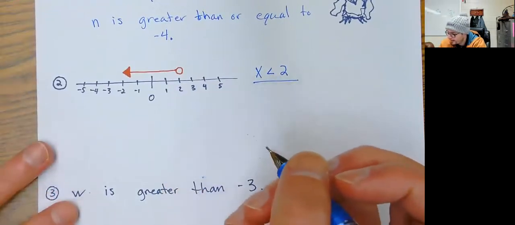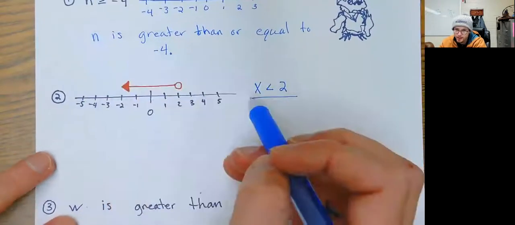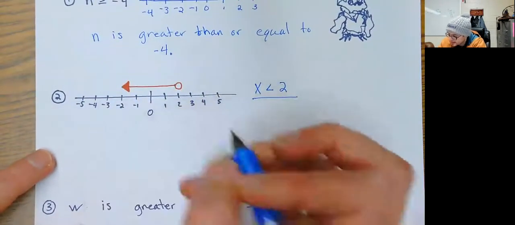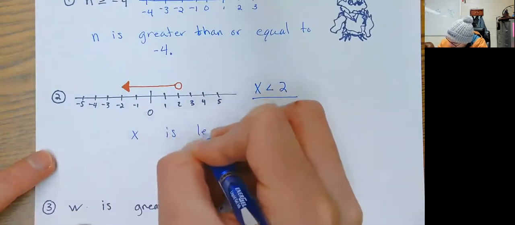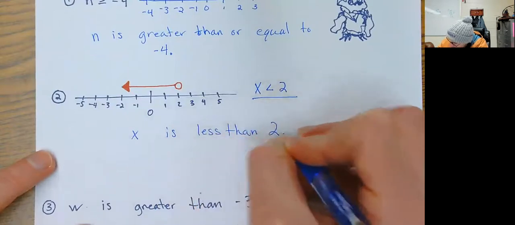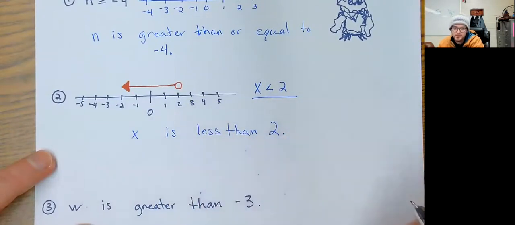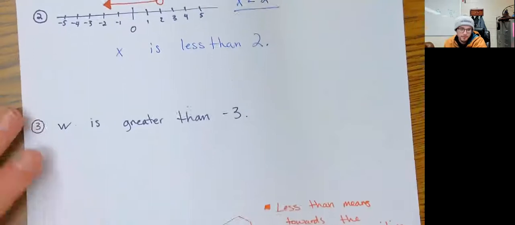Now, what are we going to do from here? Well, now we're going to write the sentence. So in this case, instead of an n, we're going to do an x because I used the variable x. X is less than 2, period. That's it. X is less than 2. All right. Pretty straightforward stuff.